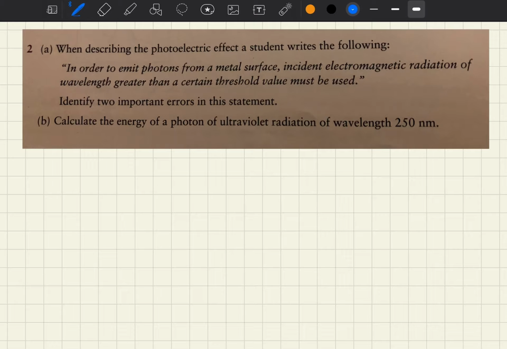So whenever we think about what the photoelectric effect actually is, we've got our metal, and then we've got our incident photons, and then we've got our liberated electrons from the metal. So the electrons are all sitting just below the metal, and then the incident photons, once they have a greater energy than the threshold energy, they'll be liberated. So what are our two important errors?